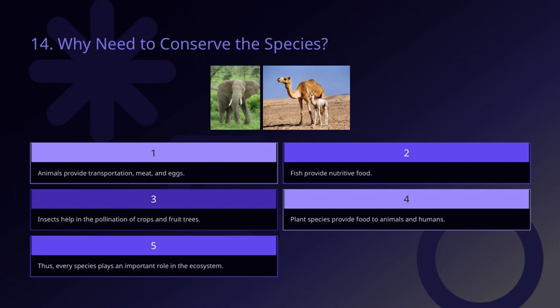Fish, on the other hand, are a key source of nutritious food for many communities around the world. And plants, of course, are fundamental. They provide food not only for animals, but for humans too. All of these examples highlight how interconnected our survival is with the health of the entire ecosystem. That's why protecting each species isn't just about saving animals or plants. It's about maintaining a balanced and thriving environment for everyone.